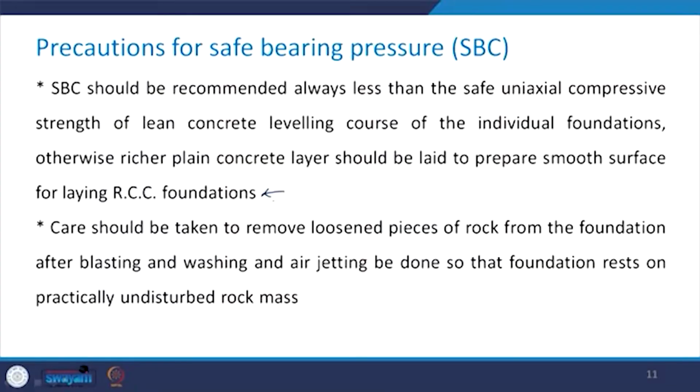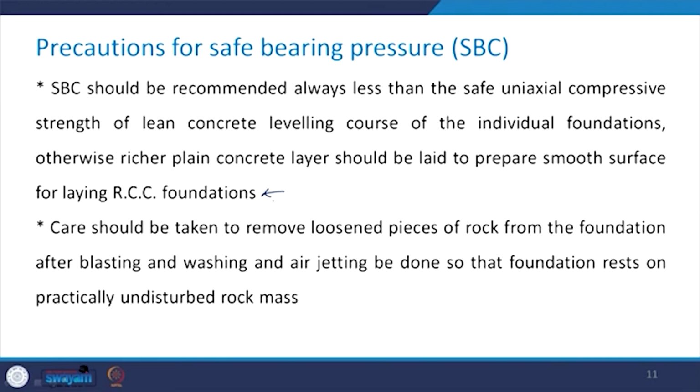Now, there are few precautions for the safe bearing pressure when these are recommended. So, one needs to keep in mind that the safe bearing pressure should always be recommended less than the safe uniaxial strength of the lean concrete leveling course of the individual foundations. Otherwise, richer plain concrete layer should be laid in order to prepare the smooth surface for laying the RCC foundation.